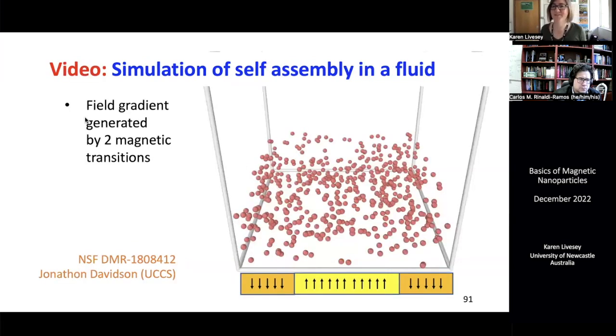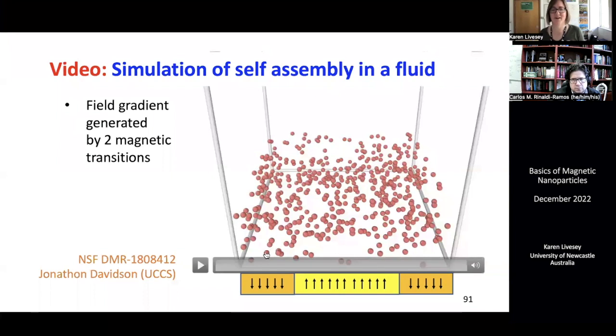Here's a simulation of that happening rather than a static diagram of this happening. This was made by another student of mine at University of Colorado, Jonathan Davidson.